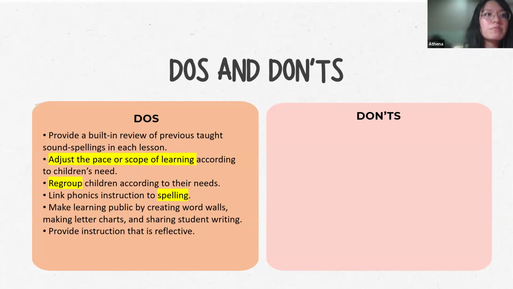You have to adjust the pace and scope of learning according to their needs and regroup when needed. Sometimes some of the groups don't work well, so you have to regroup the members. Also, you have to link your phonics instruction to spelling. That's the part we just mentioned. They need more production. After you read the words, they circle the words, they did something, you have to think about whether they will be able to produce it. So think about production more, okay? These are the do's you have to do.